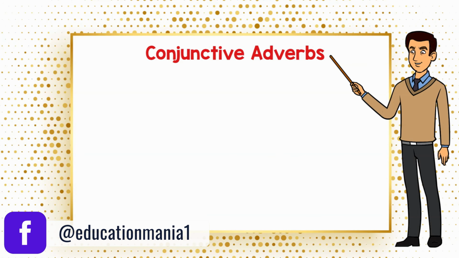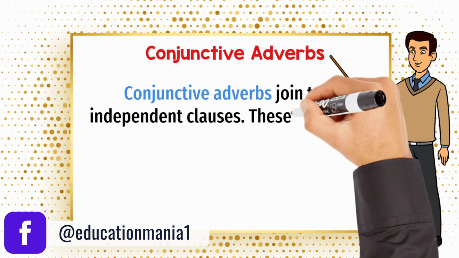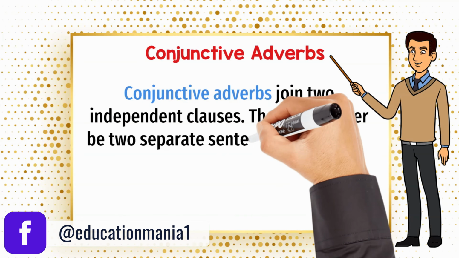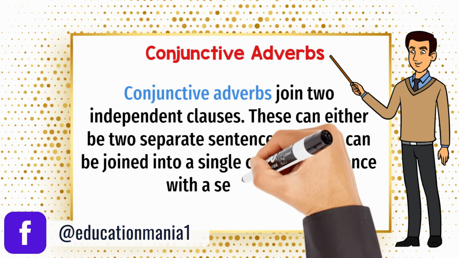Conjunctive adverbs. Conjunctive adverbs join two independent clauses. These can either be two separate sentences, or they can be joined into a single complex sentence with a semicolon.